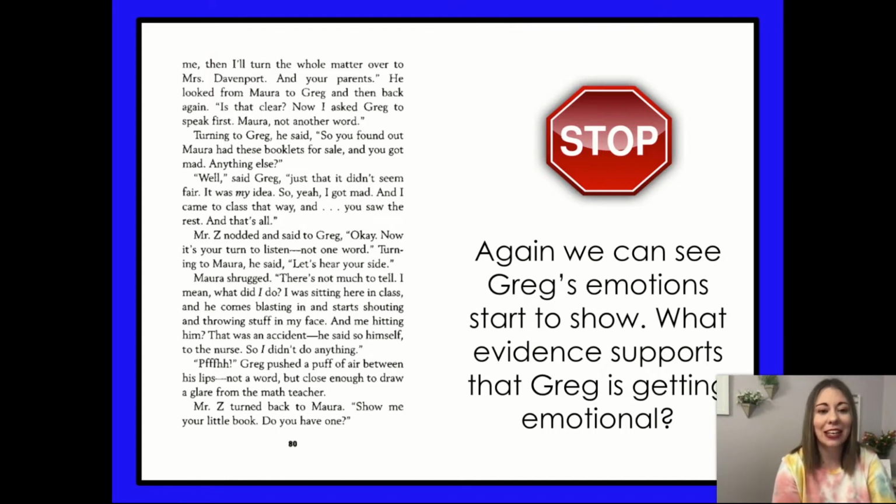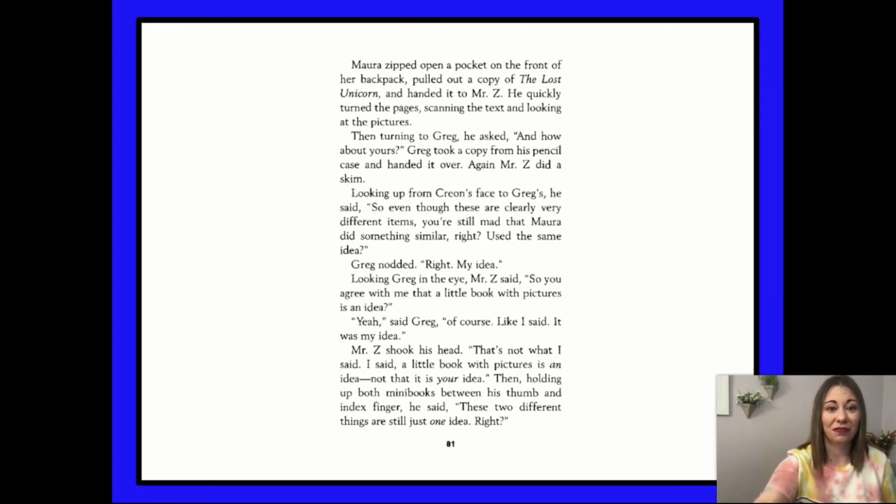So we can see that he goes, bah. And that's when it's really starting to show that he's starting to get annoyed or upset again. He's pushing that big breath of air out, kind of a big sigh, like, ugh, because he can't say anything, but he's starting to get worked up again. So that's showing us that he's starting to get emotional.